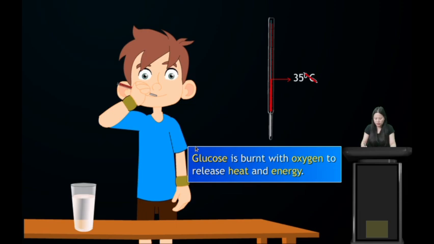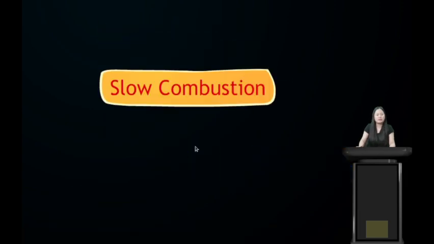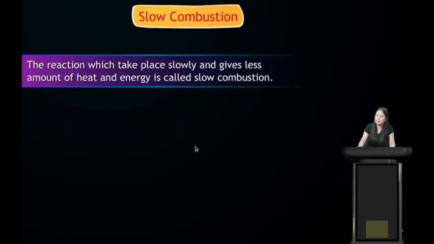So what type of combustion is this? What type of combustion is taking place inside our body? Is it rapid? Is it spontaneous? Or is it explosion? Or is it another type of combustion? Let us see. The type of combustion taking place inside our body is slow combustion. So what is slow combustion? The reaction which takes place slowly and gives less amount of heat and energy is called slow combustion.